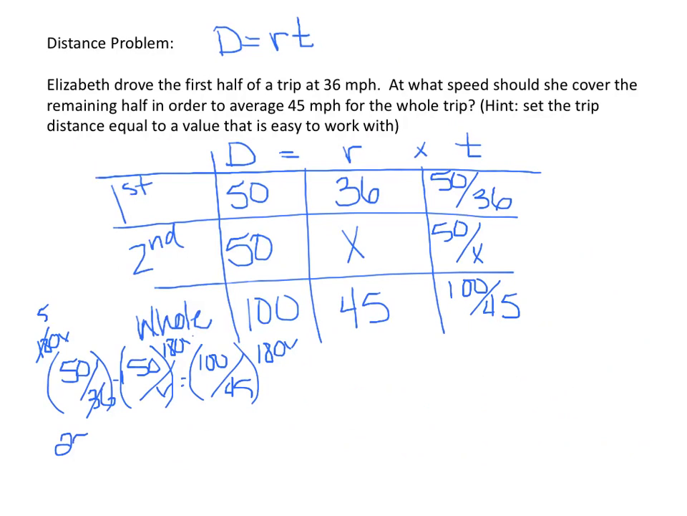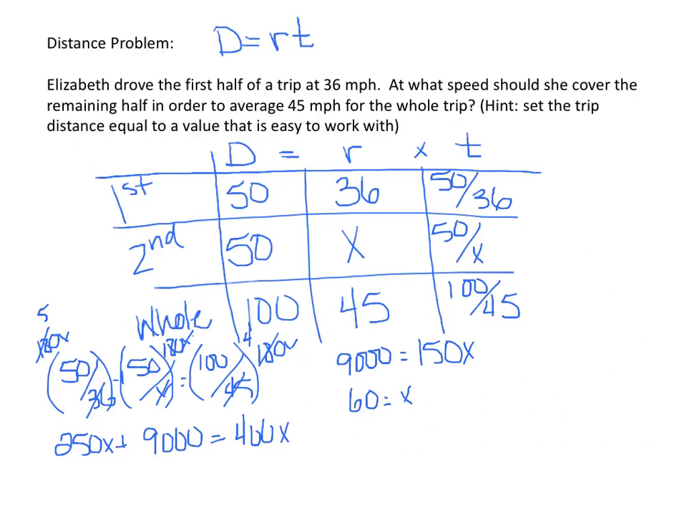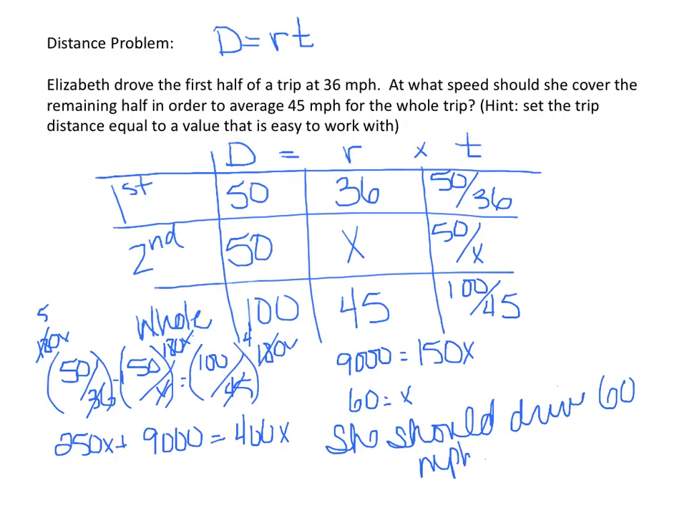So that's 250x. The x's cancel. 50 times 180 is 9,000. And then the 45 cancels, leaves us with 4, so 400x. And then we simply solve. So I have 9,000 is equal to 150x. Solve for x. So she should drive 60 miles per hour for the remainder of the trip.